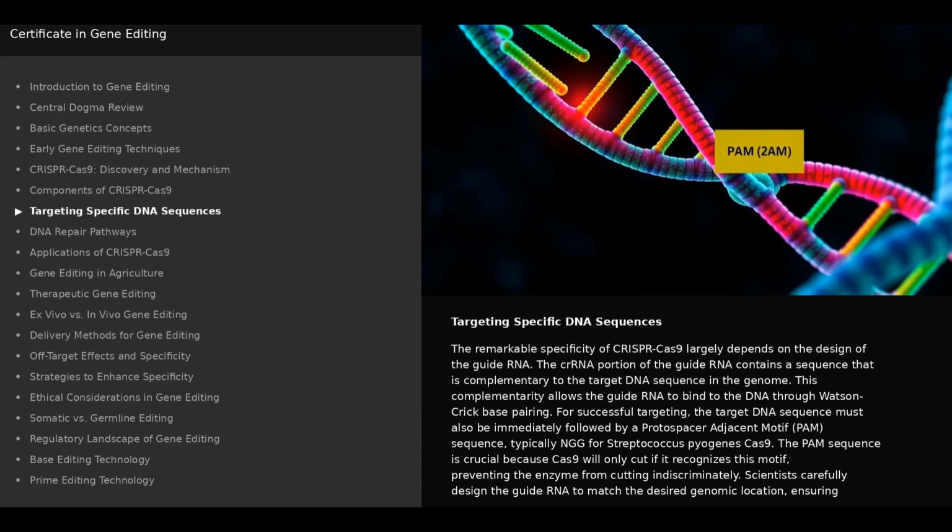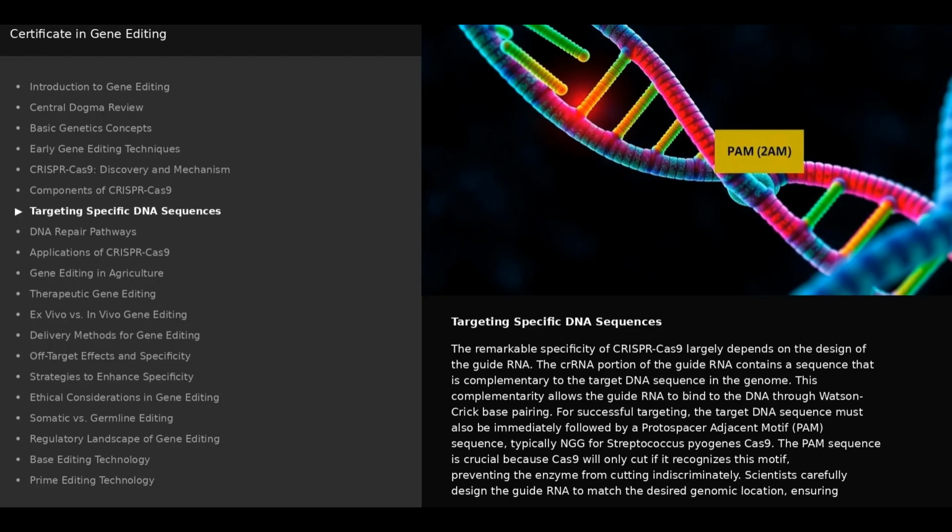The remarkable specificity of CRISPR-Cas9 largely depends on the design of the guide RNA. The crRNA portion of the guide RNA contains a sequence that is complementary to the target DNA sequence in the genome. This complementarity allows the guide RNA to bind to the DNA through Watson-Crick base pairing. For successful targeting, the target DNA sequence must also be immediately followed by a protospacer adjacent motif, PAM sequence.